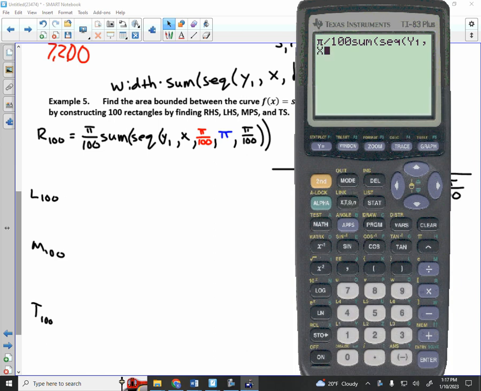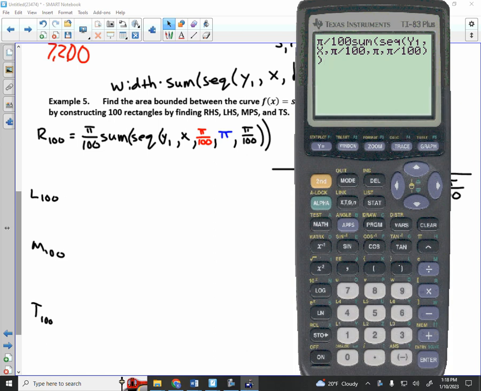What's next? Comma. What's next? So I go pi divided by 100, comma. Nope. Then pi, comma, and then pi divided by 100. If you want to press enter at this point, you can, but after you press enter, do not press anything else. I just want to make sure people can see what I have in case anybody else has questions.